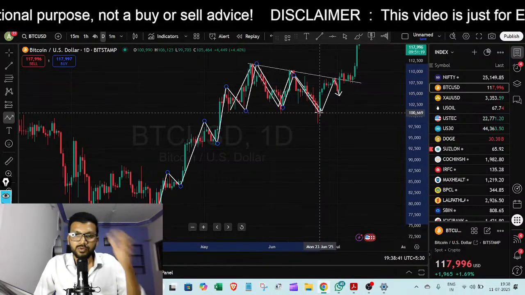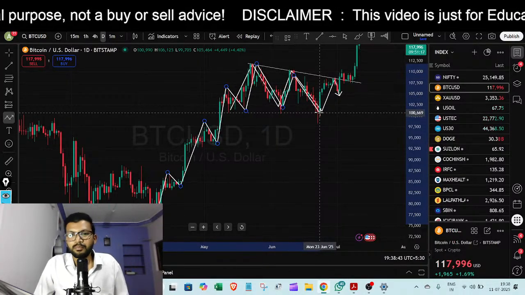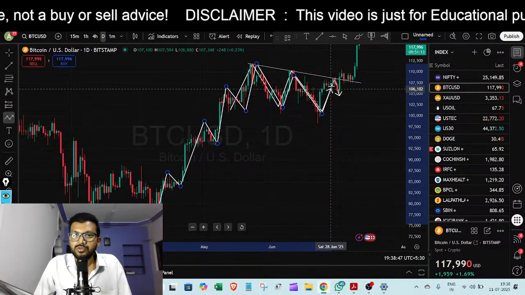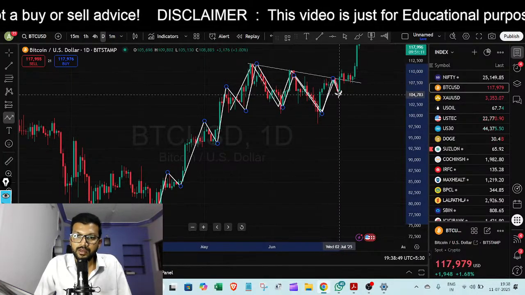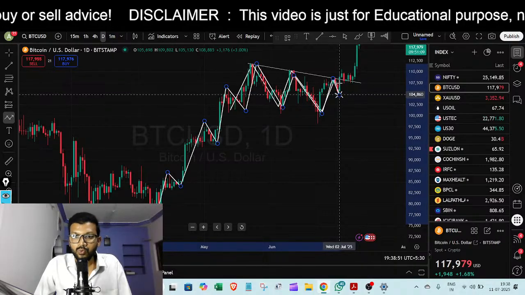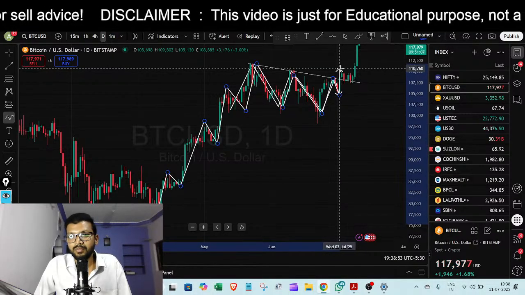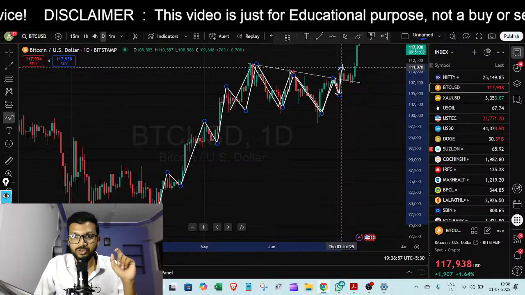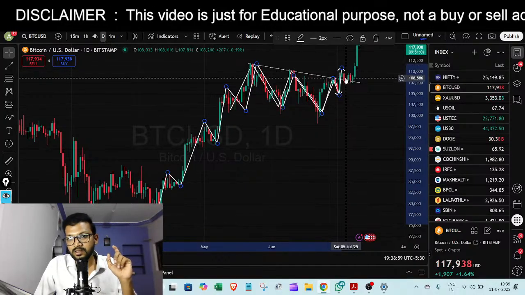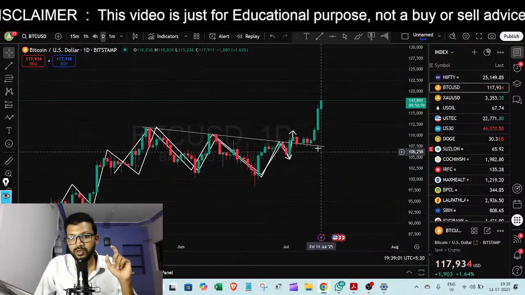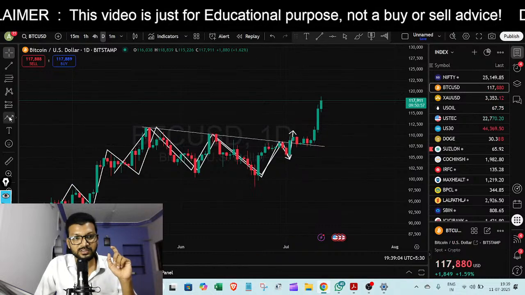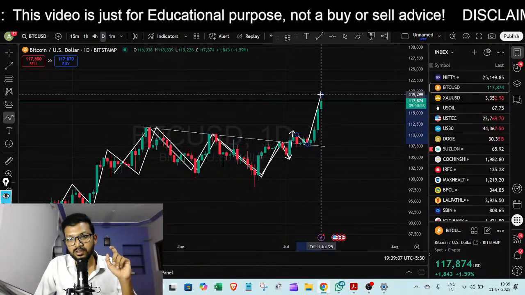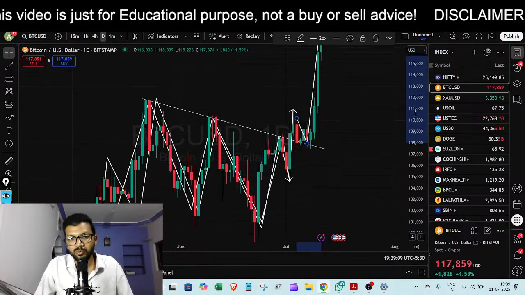but it was not making proper lower lows or a big downtrend. So even though it took resistance from this level, once this trend line breakout was done, I had told you 2 or 3 days back in my stream, don't enter the breakout immediately, wait for a retest and you can enter after the retest, okay. This was a retest, and you can see the big momentum in BTC.